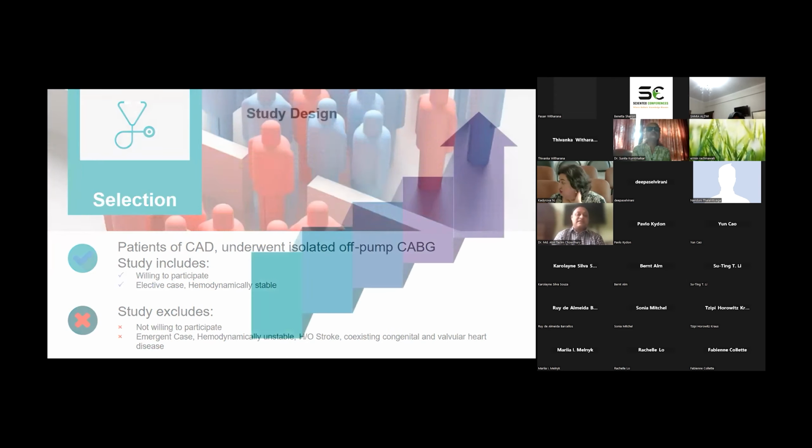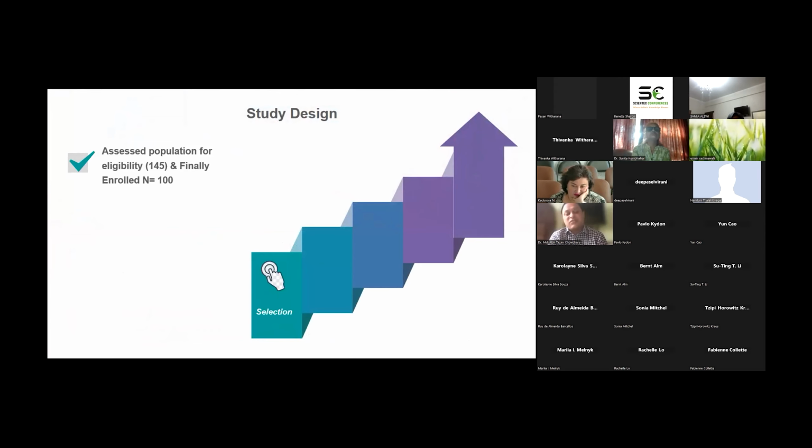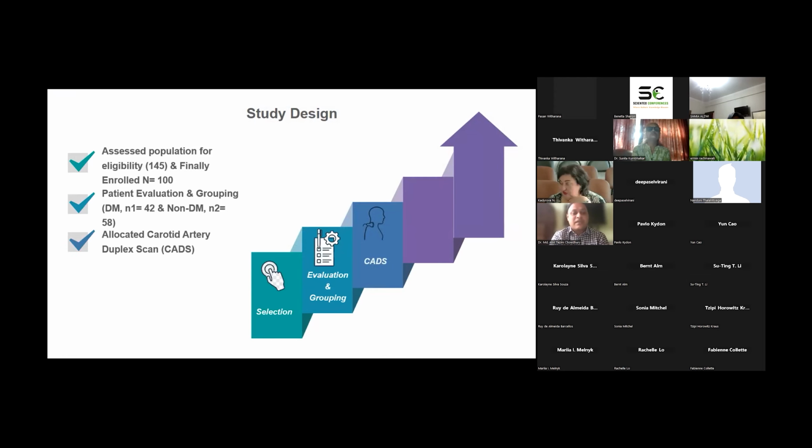This slide is about our study design. We assessed the population for eligibility. Out of 145, finally we enrolled 100 cases. The study excluded those who were not willing to participate and those who did not fulfill the inclusion criteria. Then the patients were evaluated and grouped into diabetic and non-diabetic. In the diabetic group, we included 42 and non-diabetic 58. All the patients were allocated for carotid duplex scan. Then the data were collected, processed, and analyzed.